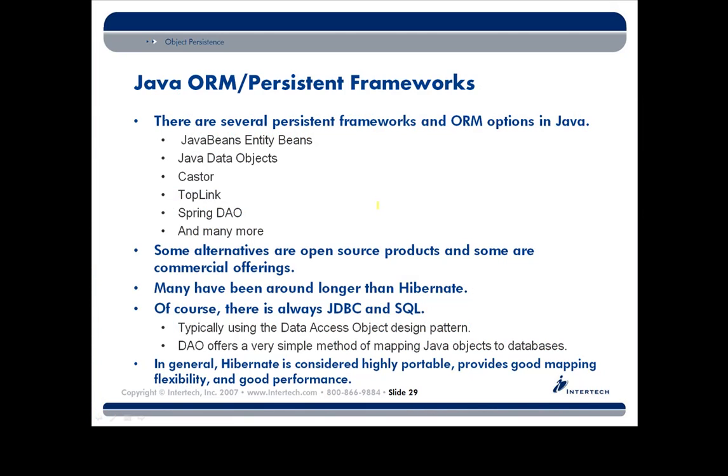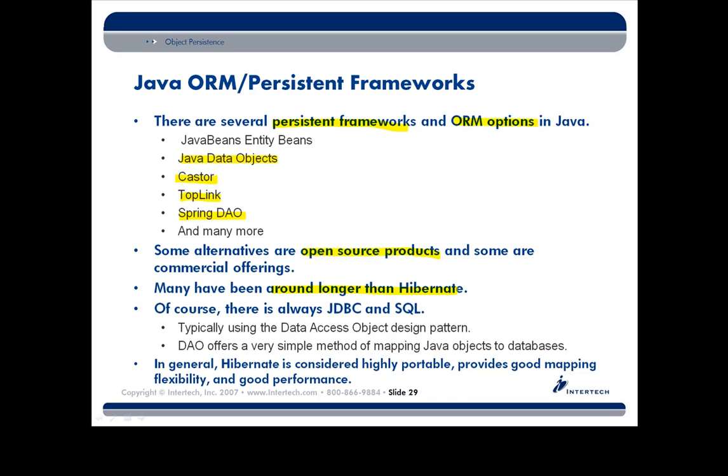Now, while Hibernate has been around for quite some time, we'll find that there are actually many options, many persistent frameworks, ORM options in Java. Of course, as we already mentioned, there's EJB, but there's also things like JDO, Java Data Objects, Castor, TopLink, Spring DAO, and many, many more. In fact, many of these alternatives are open source products themselves, like Hibernate, and some are commercial offerings. In fact, many of them have actually been around longer than Hibernate.